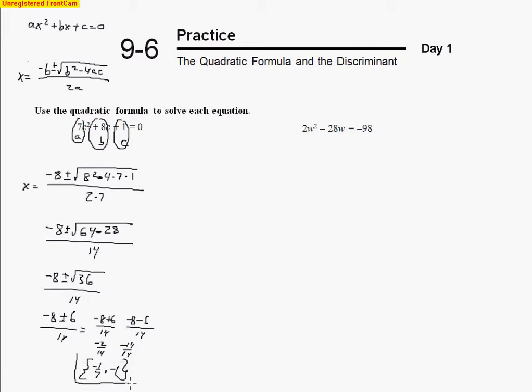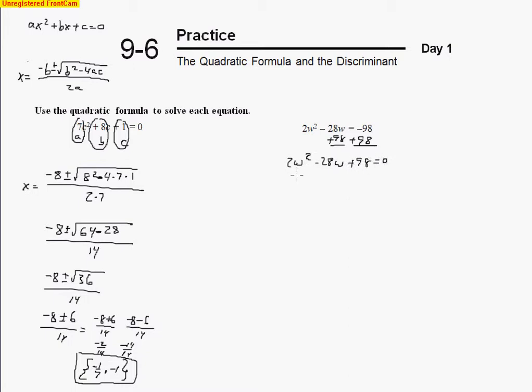So let's take a look at another problem where we have to do a little bit more work, because we have to isolate or get everything over, set it equal to 0. In this case, I'm going to end up adding the 98 to both sides. If this were a factoring problem, I'd take out the common factor. But since we're using the quadratic formula, it's not so bad. We can just use the numbers that are given to me.